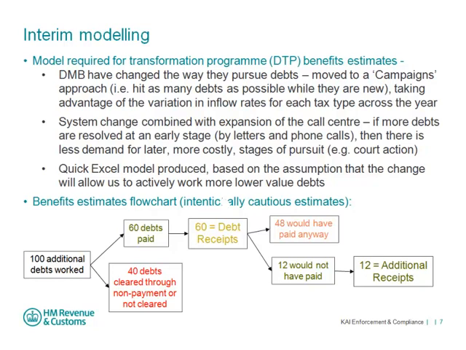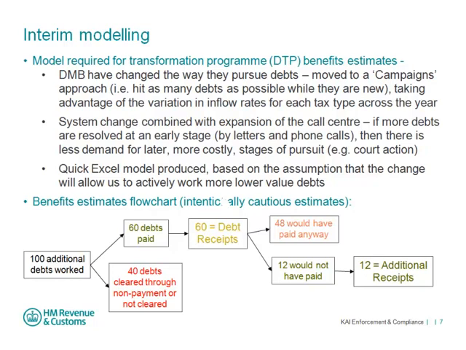For this, we produced a quick Excel model based on the assumption that this change allowed us to actively work more lower value debts and essentially move down the threshold that I mentioned earlier of the 8 to 10,000 to much lower figures. And a quick flowchart of how this works for benefits purposes. So you'd have 100 additional debts being worked, being actively pursued. The assumption is that 40 of those would not actually pay, so we'd either give up on them or they'd just go back into our systems. 60 would pay, so that's the receipts.